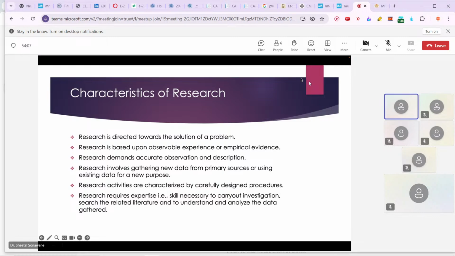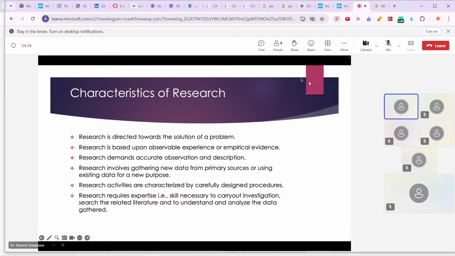Research involves gathering new data from primary sources or using existing data. As we discussed, you can directly go to the field, collect the data and then use it. Otherwise, you have to use already available data. On the internet, you have Kaggle, GitHub, Mendeley, where researchers create their own data and publish it. You can use that data, which is called a secondary type of source.